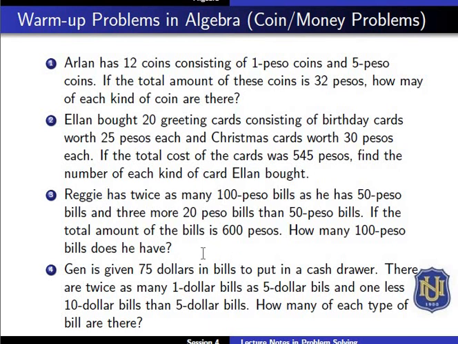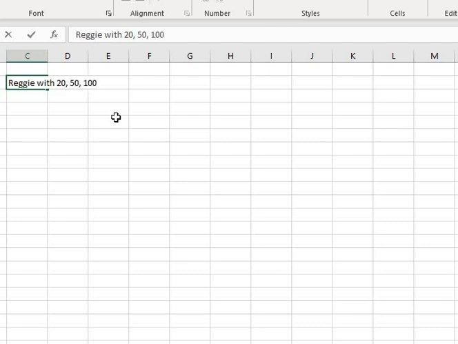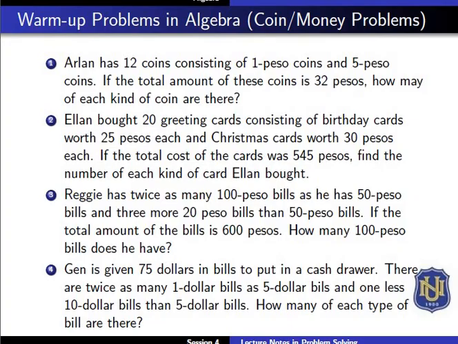He has how many types of bills? Well, he has a 100 peso bill, he has a 50 peso bill, and he has a 20 peso bill. So let's write that down. So we have Reggie with 20, 50, and 100 peso bills. So what we're doing here is we're writing down the given.